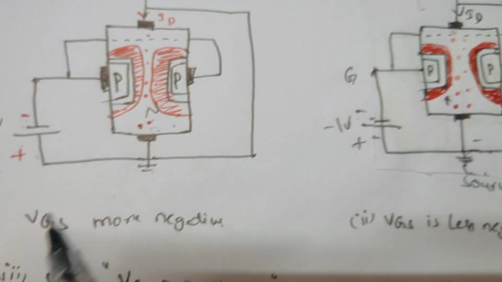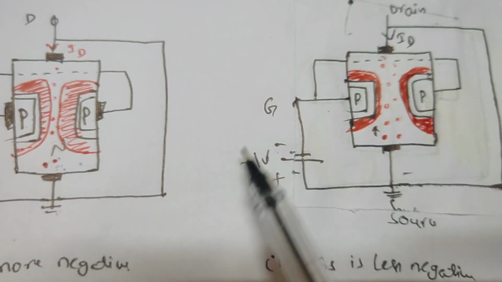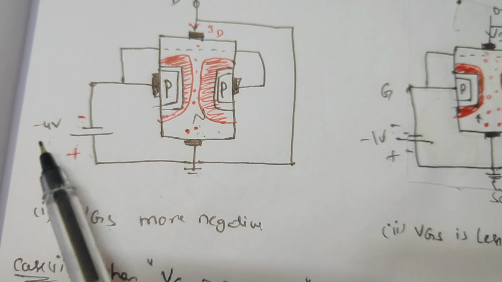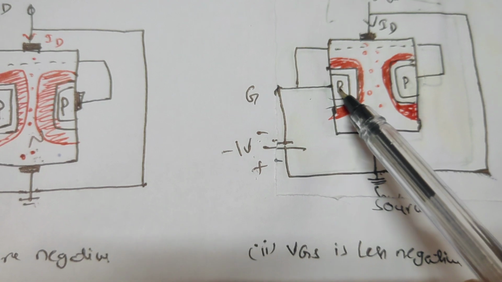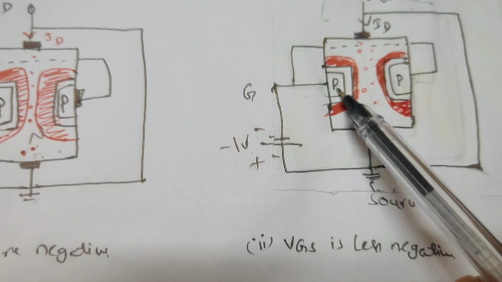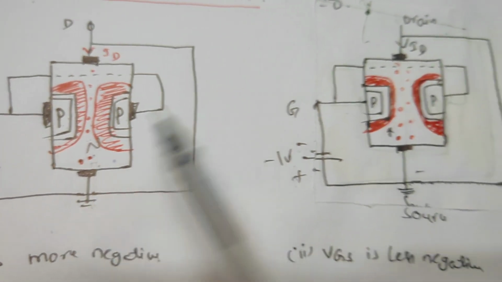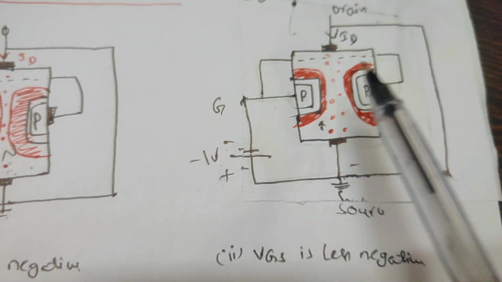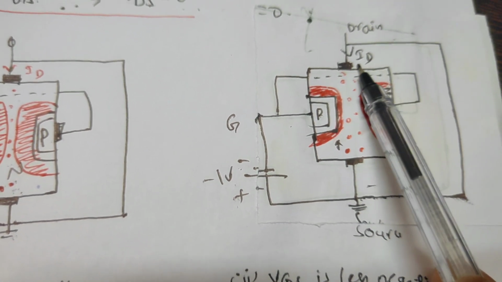Similarly, I am increasing the VGS value to another value, minus 1 volt. Here it is minus 4 volt, here it is minus 1 volt. Whenever we increase the gate to source voltage toward a more positive value, like minus 4 to minus 1, in this condition the junction is still reverse biased, but the width of the depletion region gets smaller compared to the previous case. Therefore the channel width gets wider, and more majority charge carriers will flow from the source to the drain terminal, so more current is generated.